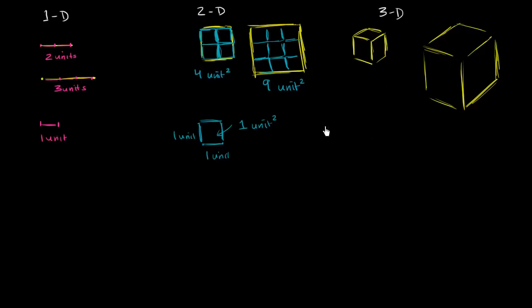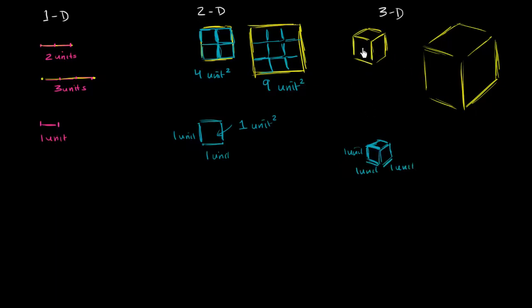So let's do that. Let's define our unit cube. And here, it's a cube, so all of its length, width, and height are going to be the same value. So my best attempt at drawing a cube. And they're all going to be 1 unit. So it's going to be 1 unit high, 1 unit deep, and 1 unit wide.